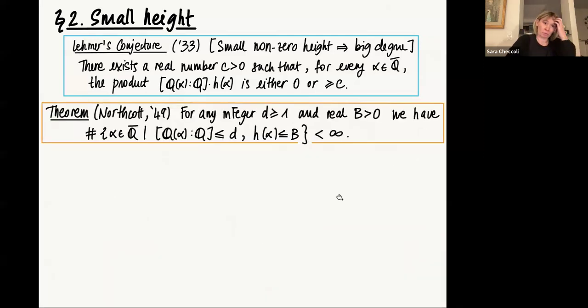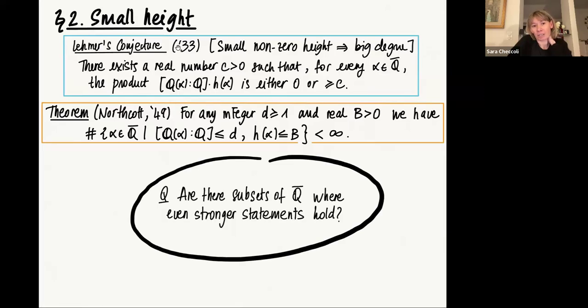Okay, so this is what I wanted to say about unescapable results concerning points of small height. But now one could make my first, very vague question a bit more precise. So these are Lehmer's conjecture, which is a conjecture for every alpha in Q bar, and Northcott's theorem, which is a theorem that holds for every alpha in Q bar. So the question is, are there some subsets of Q bar where we can also have stronger statements than these two? And what I mean by stronger statements is essentially the same statements, but where you forget to write the degree, or you put no condition on the degree.